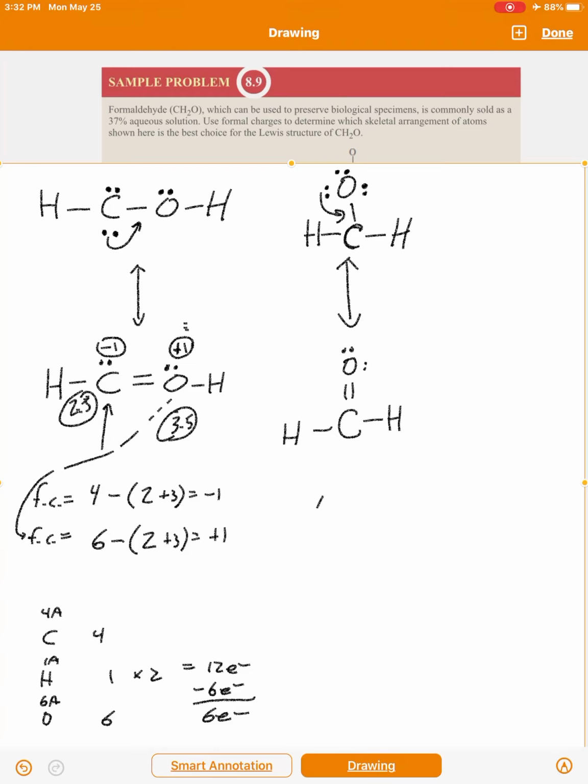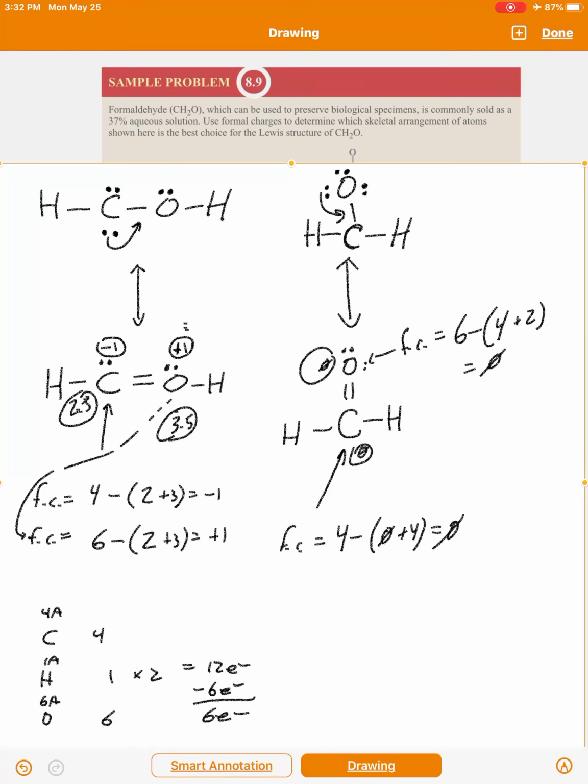But let's check out our other structure over here. I'm going to do carbon first. 4 valence electrons minus 0 lone pairs, but 4 bonds. See how we get a 0 there? And now let's do the oxygen. Group 6A minus 4 non-bonding electrons, 2 lone pairs, that's 4, plus 2 bonds. That's 0. So this is 0. So this is clearly the better choice.